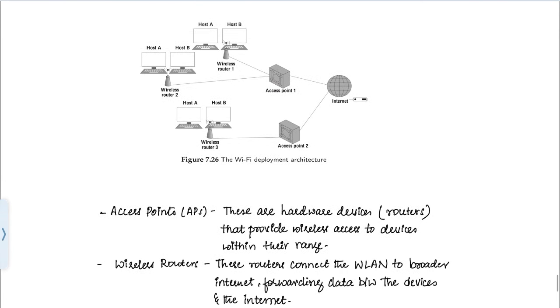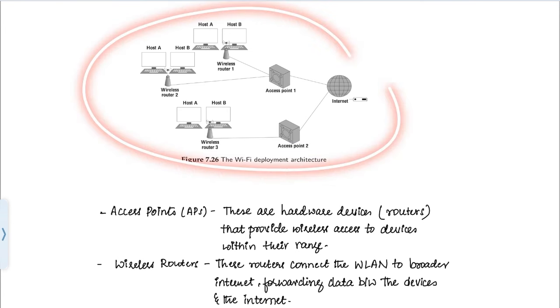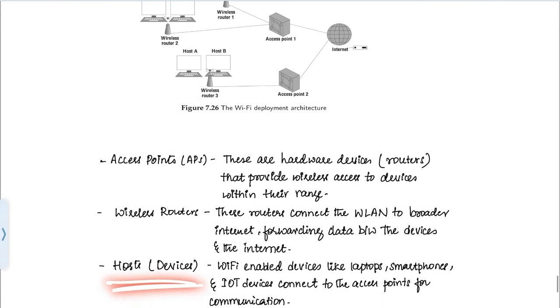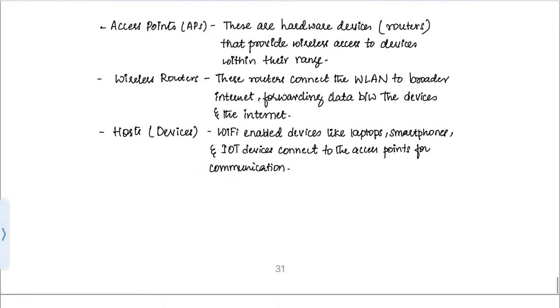Next, the next figure we have is the Wi-Fi deployment architecture. First one we have is access points, APs. These are hardware devices like wireless routers that provide wireless access to the devices within this particular range. Then we have Wi-Fi routers. Wi-Fi routers connect the wireless network to the broader internet, and they ensure that data transfer is happening through the internet. Then we have the hosts. Hosts are the devices here. It could be a laptop, smartphone, any IoT device which can share the data.